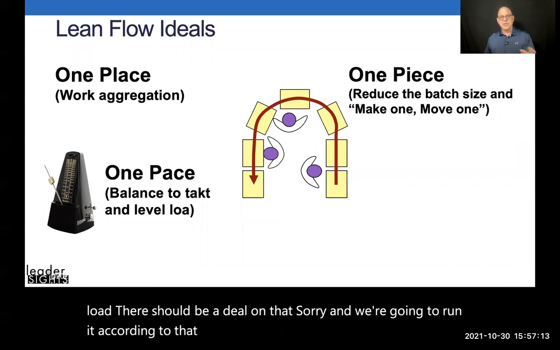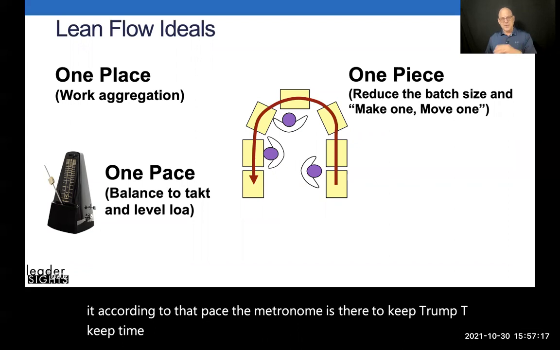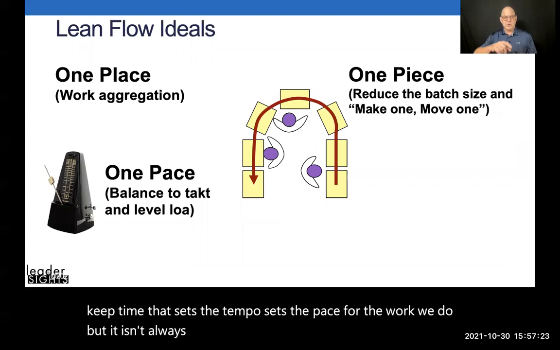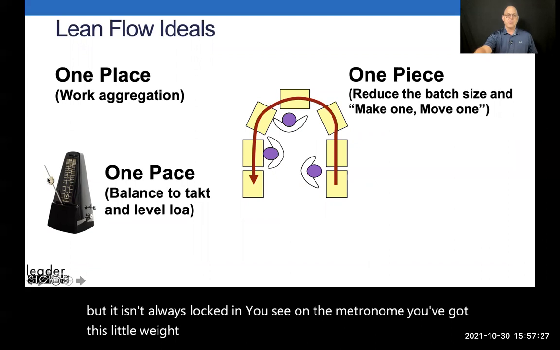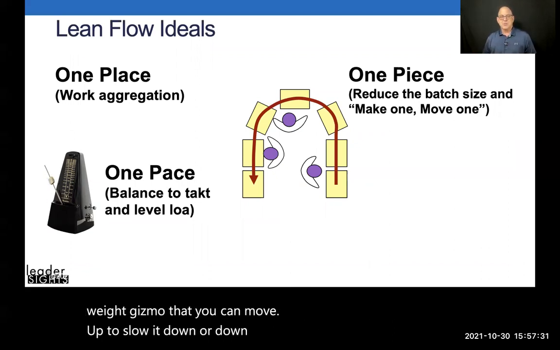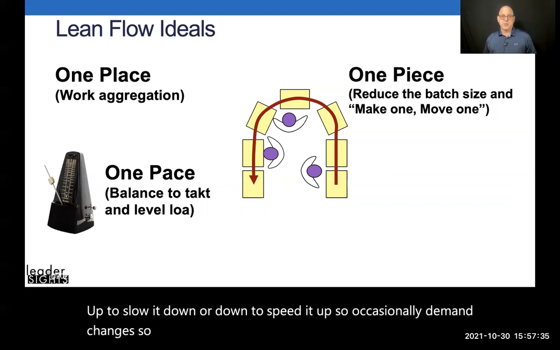The metronome is there to keep time. That sets the tempo, sets the pace for the work we do. But it isn't always locked in. You see on the metronome, you've got this little weight gizmo that you can move up to slow it down or down to speed it up. So occasionally demand changes. So we'll talk about how we can make adjustments to our production system in response to those demand changes.